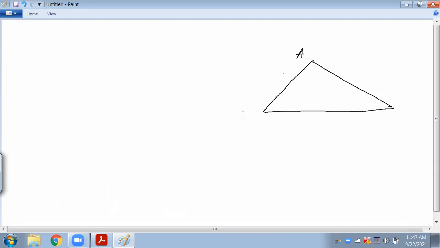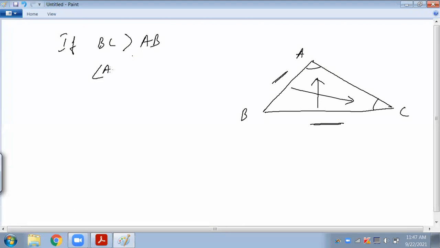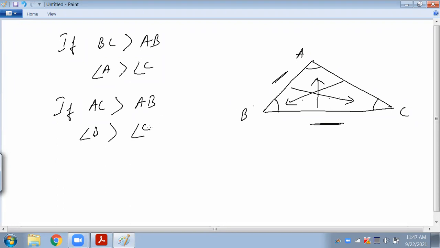In any triangle ABC, if the side BC is greater than the side AB, opposite to BC is angle A, and opposite to AB is angle C. So angle A will be greater than angle C. If AC is greater than AB, then opposite to AC is angle B and opposite to AB is angle C, so angle B will be greater than angle C, and so on.